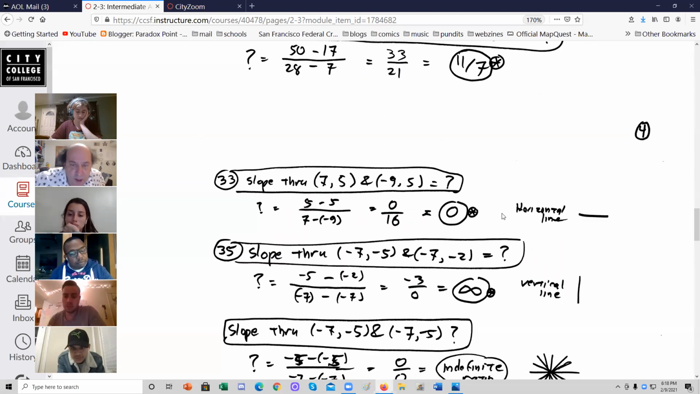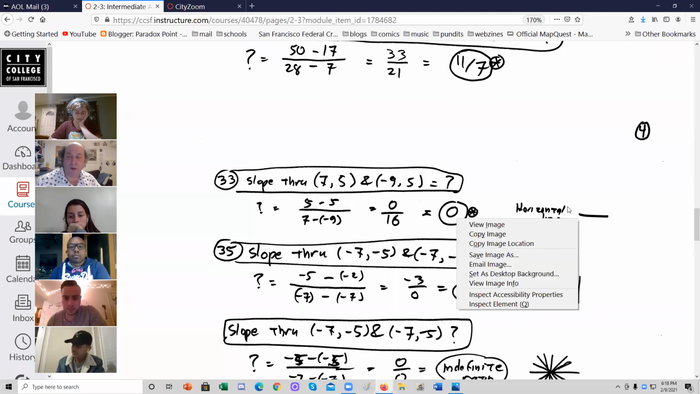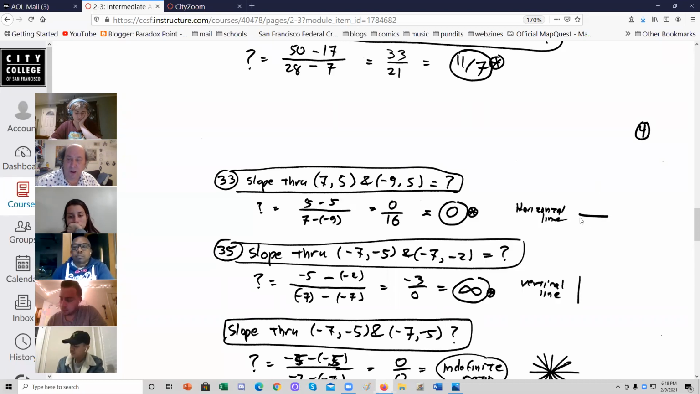Now here we have slope through (7, 5) and (-9, 5). Well, the change of the y values is nothing. 5 minus 5 is 0. So the denominator is 7 minus -9, which is 16. 0 over 16, that's 0. It's a slope of 0, which means it's a horizontal line, which makes sense given these are the same y values. So it's just floating along with the same constant.